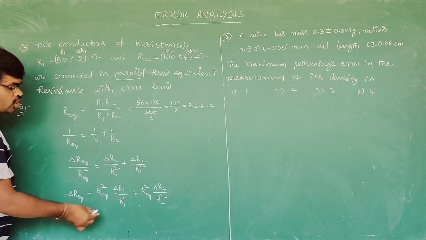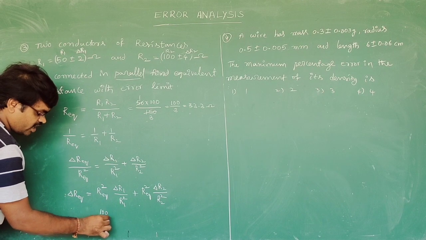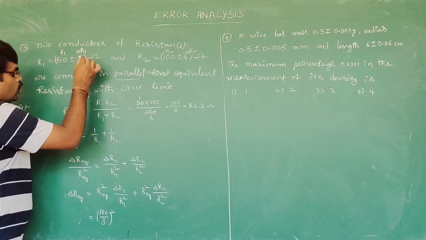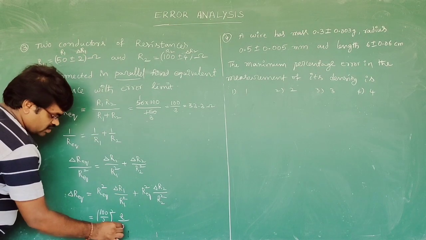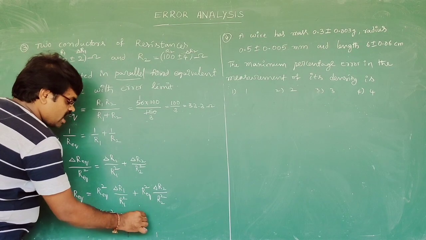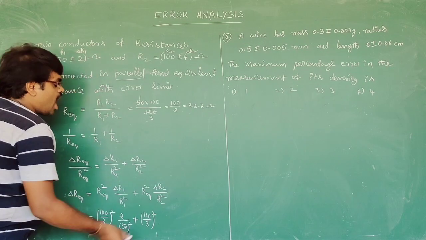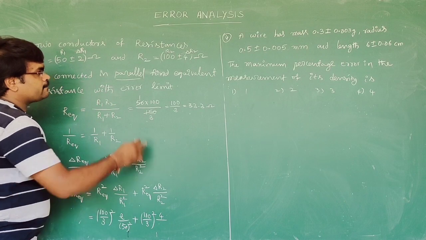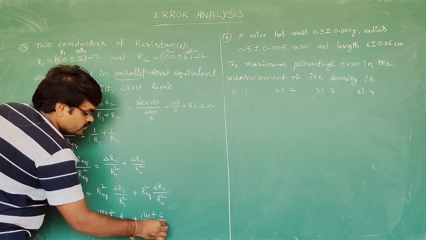Now Req square, we know Req is 100 by 3, that is 100 by 3 whole square. Delta R1 is 2 by R1 square, that is 50 square, plus 100 by 3 whole square into delta R2, which is 4, by R2 square, that is 100 square.